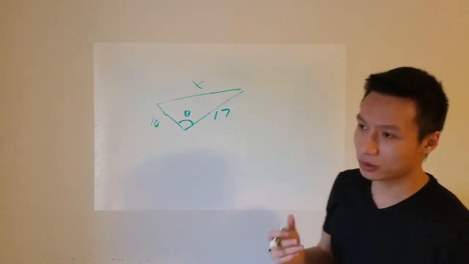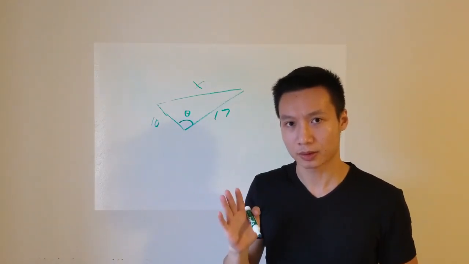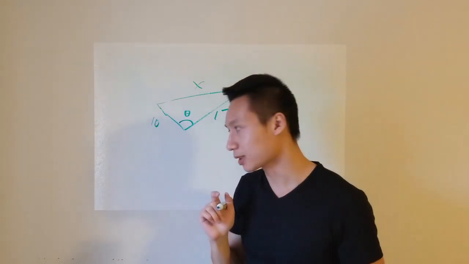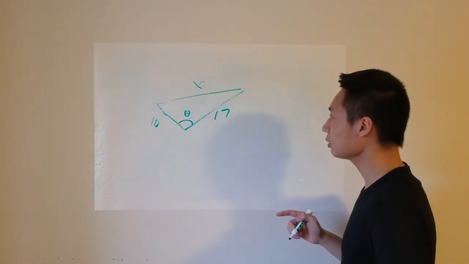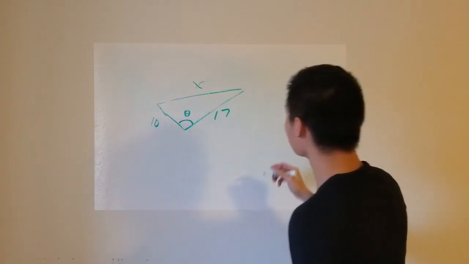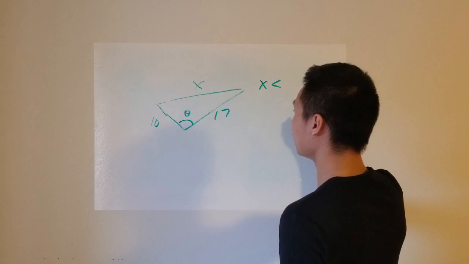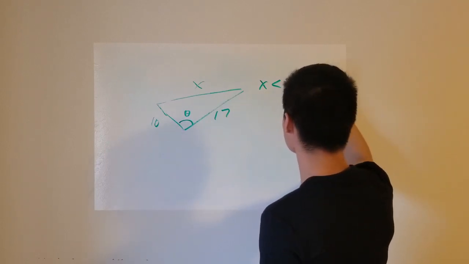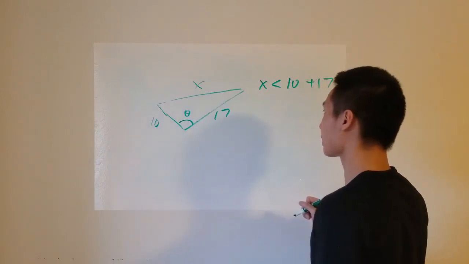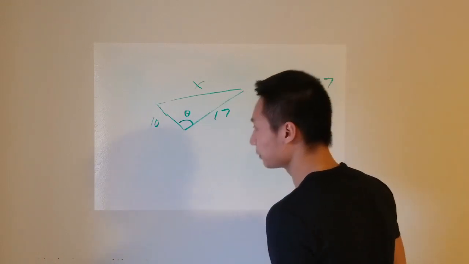So we know that an obtuse angle is something that is greater than 90 degrees, but of course, has to be less than 180 degrees, right? So based on the triangular inequality, we know that there's an upper bound for x. x will have to be less than the sum of the other two sides, which is 10 plus 17. This is the triangular inequality we just saw. So x should be less than 27, strictly, right?